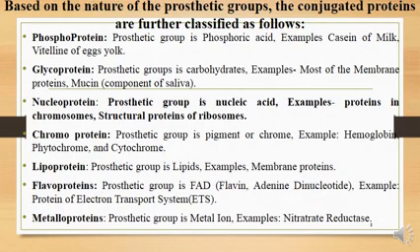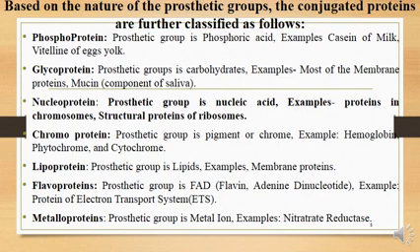We have the glycoprotein. The prosthetic group is carbohydrate. Examples: most of the membrane proteins are glycoproteins. We have the nucleoprotein. The prosthetic group is nucleic acid. Examples of this protein are chromosomes, structural proteins, or ribosomes. We have the chromoprotein. The prosthetic group is pigment or chrome. Examples are hemoglobin, phytochrome, and cytochrome.